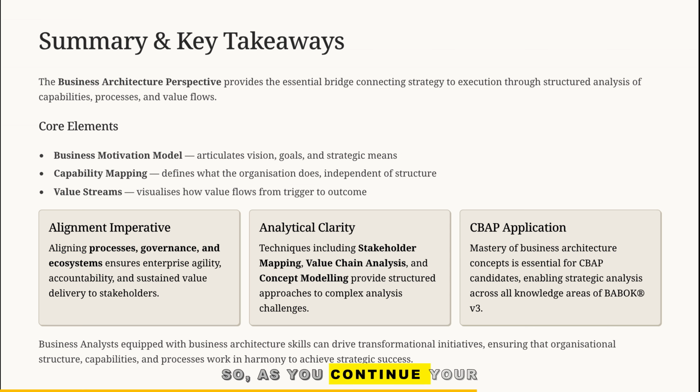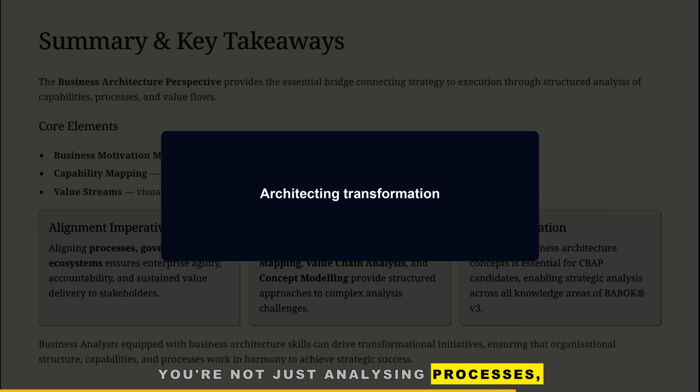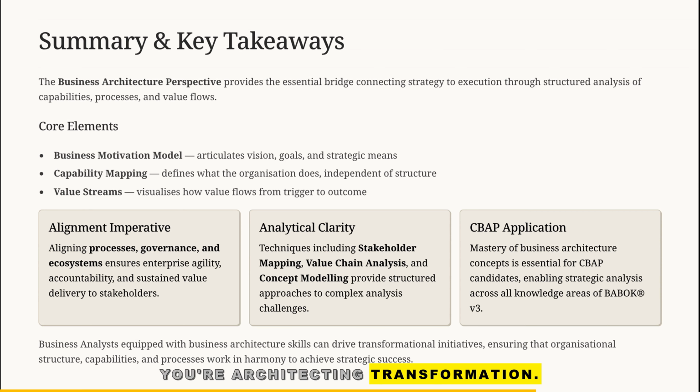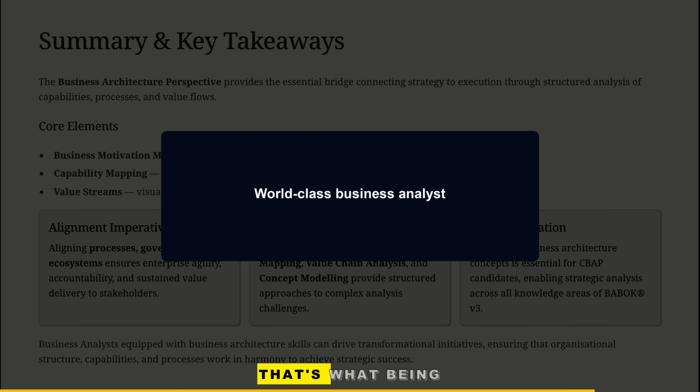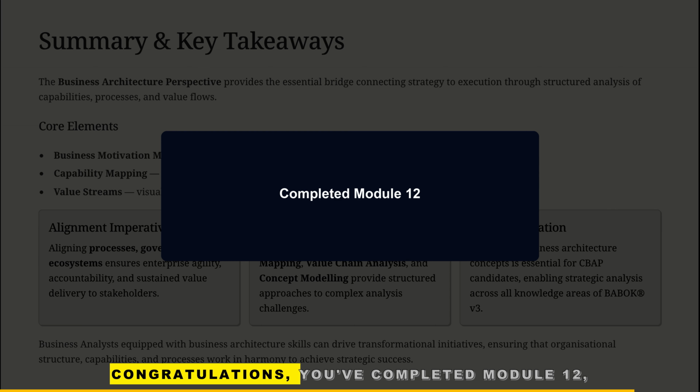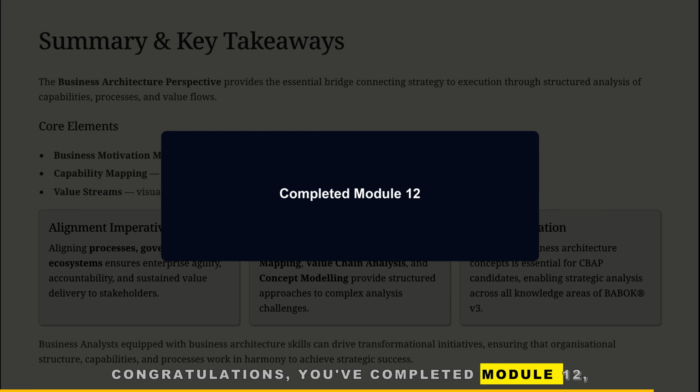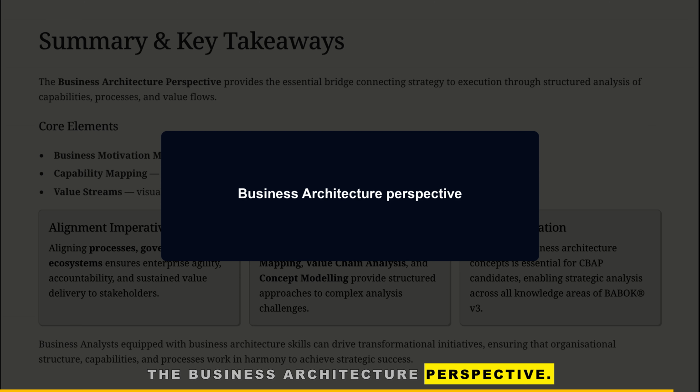So, as you continue your journey, remember, you're not just analyzing processes, you're architecting transformation. You're not just gathering requirements, you're enabling vision. That's what being a world-class business analyst is all about. Congratulations, you've completed Module 12, the Business Architecture Perspective.